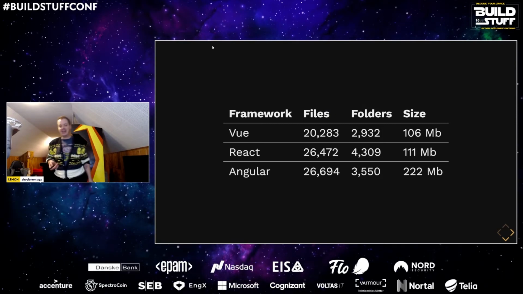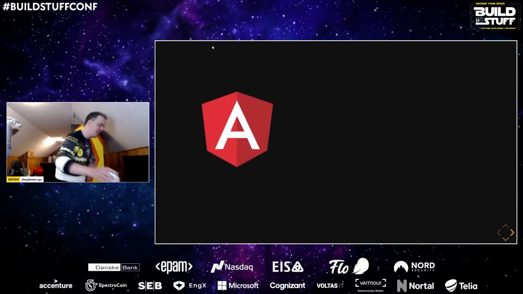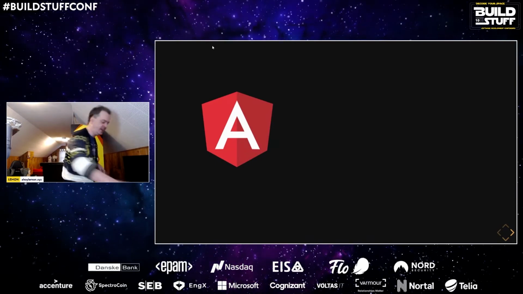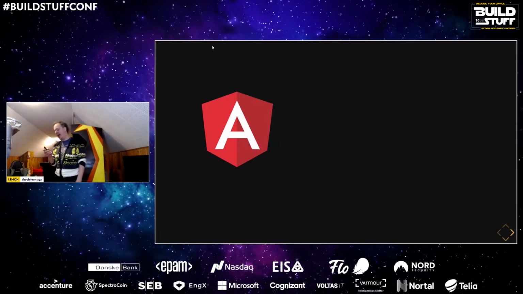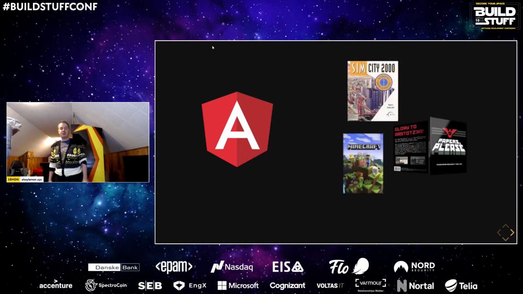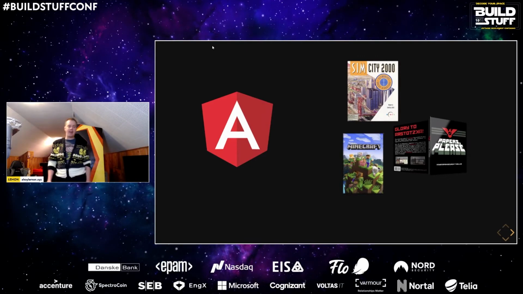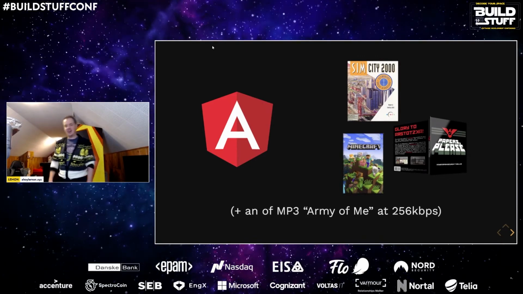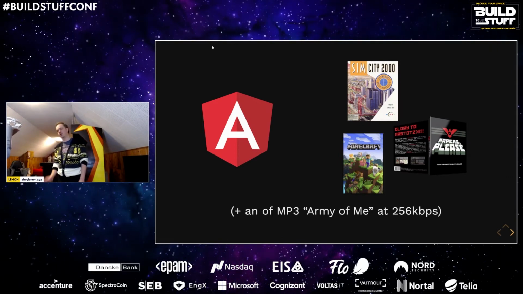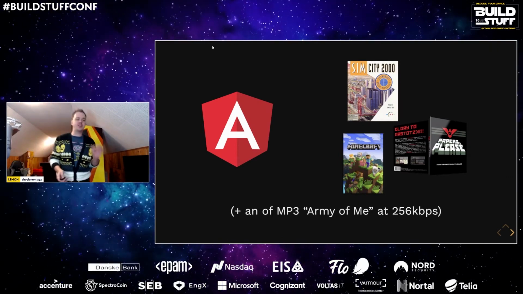If we look at Angular Hello World, in our comparison about a website being as big as the original Doom, Angular Hello World is as big as SimCity 2000, plus an install of Minecraft, plus an install of Papers, Please, plus Army of Me, the Bjork song at 256 kilobytes. It is all of those things together, and that is before you started coding.